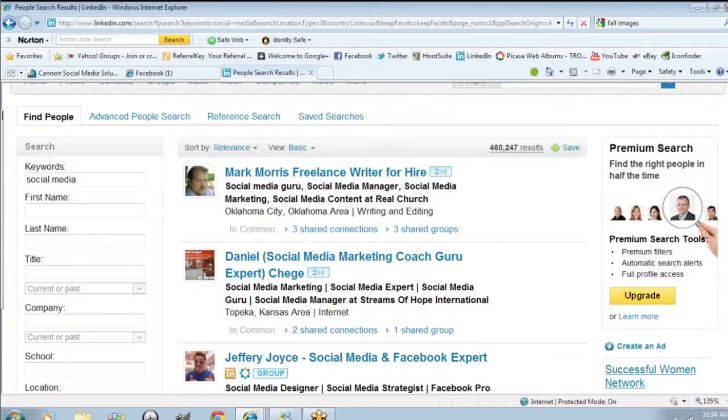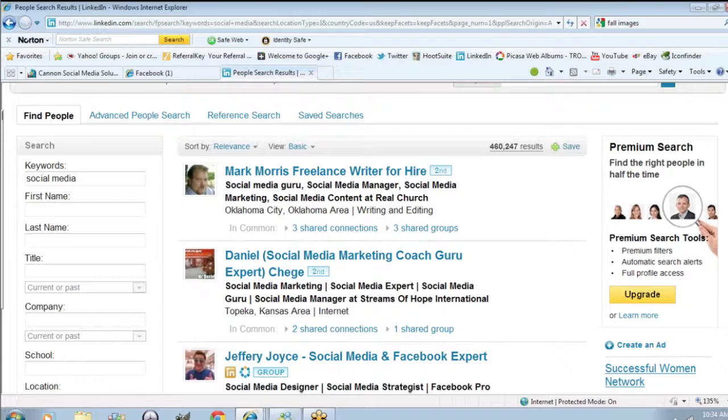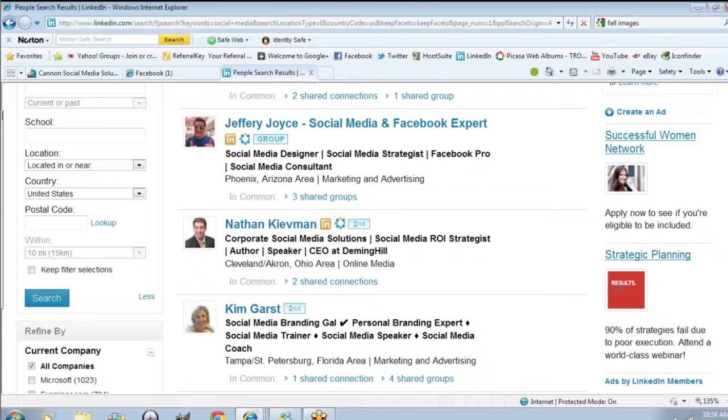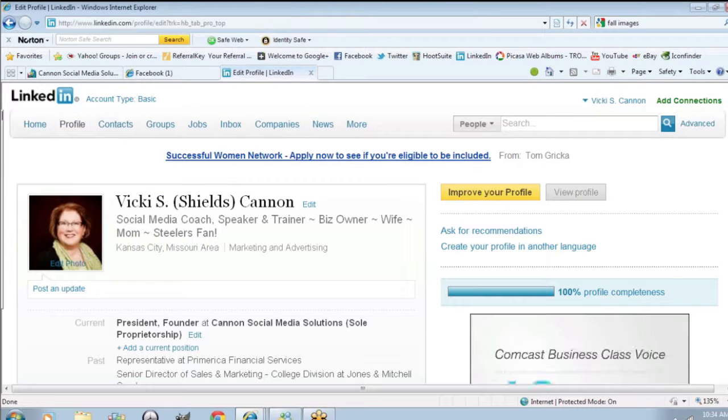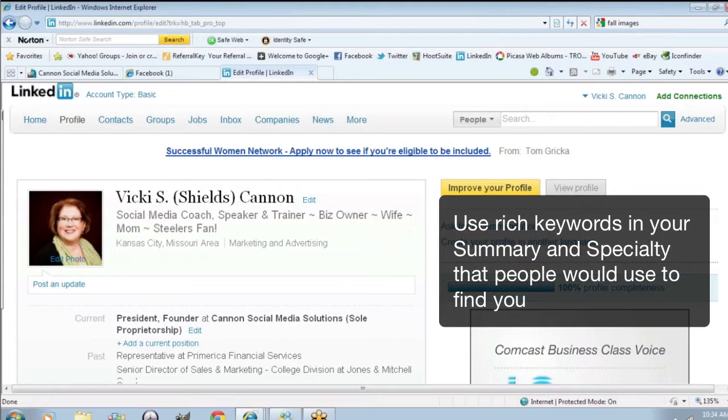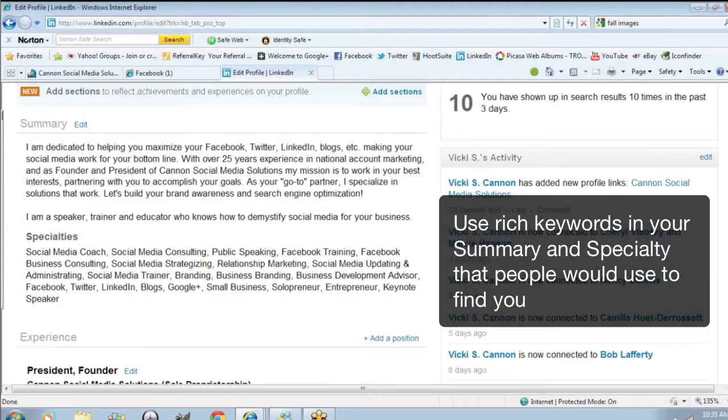So it's really important to be using your keywords, such as your specialties, which I'm going to go back over here and show you again. Fill your summary and your specialties in with good keywords, which are words that people would use to find you, whether they understood your business or not.